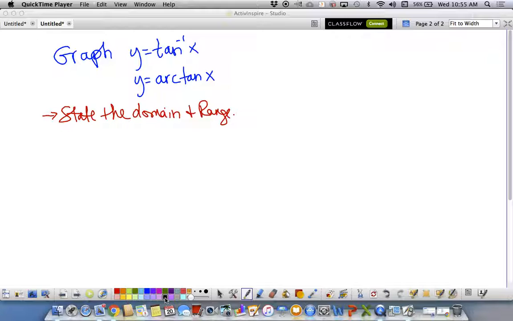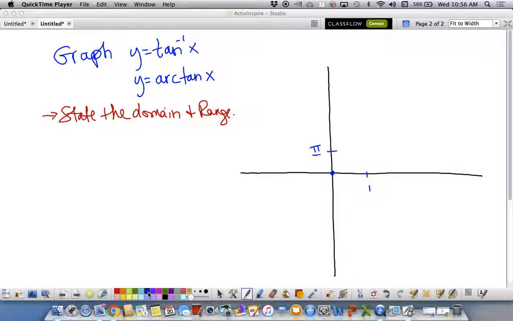So if you've got the original function graphed, you should be able to take those 3 points and switch the x and the y. What are your 3 points? 1, pi over 4. 0, 0. Negative 1, negative pi over 4.